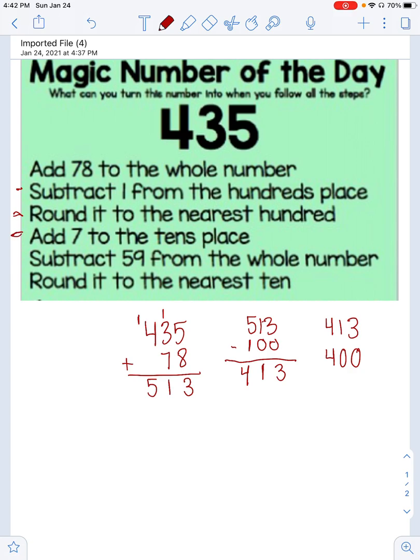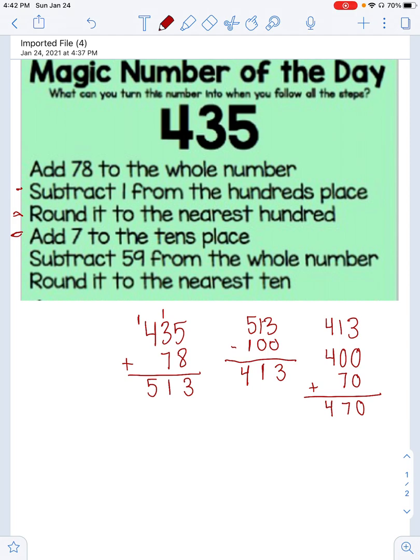Look at the next step. It says add 7 to the tens place. Okay, this is my ones place. This is my tens place. So it tells me to add 7 to it. I put that 7 right underneath the tens place. You can put the 0 here if you want. You can also leave it out. It doesn't matter. It's just holding its place. 0 plus 0, 0. 0 plus 7, 7. And 4 plus nothing is 4. Our new number is 470 now.